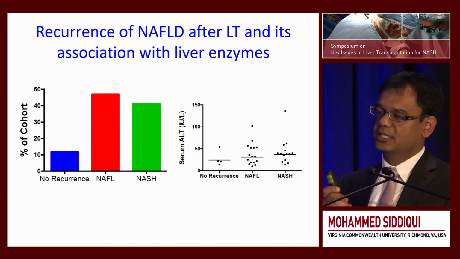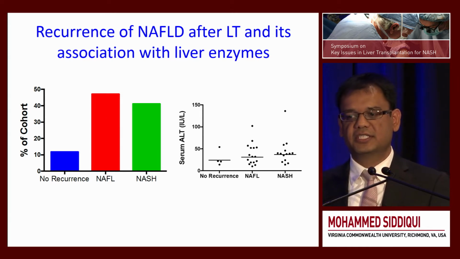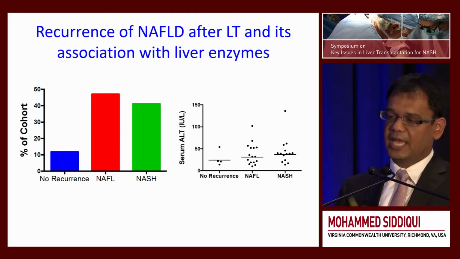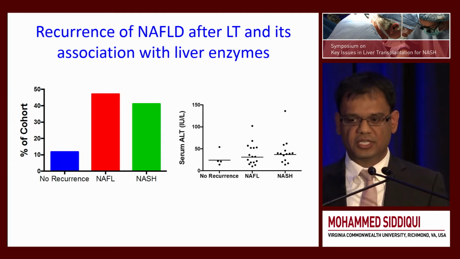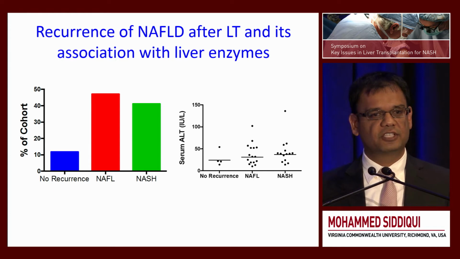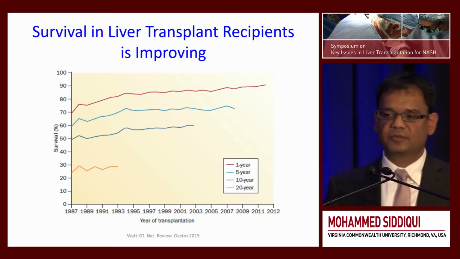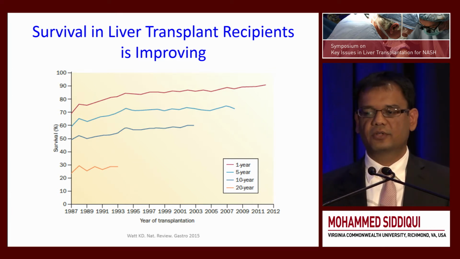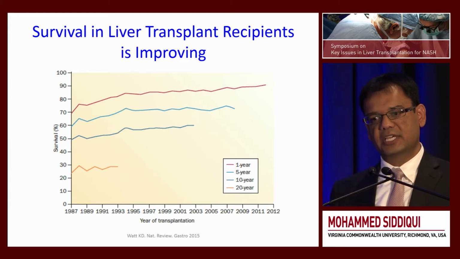Much like the pre-transplant population of the general public, ALT in this patient population does not predict disease recurrence, does not differentiate between NAFLD and NASH, and does not differentiate between the various fibrosis stages. So ALT, for all practical purposes, is a useless test for looking at NASH after transplantation. Now, this shows survival curves in liver transplant recipients, and it should come as no surprise to this audience that long-term survival has been improving in the US. In fact, this is likely multifactorial.